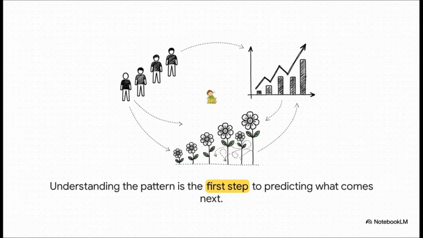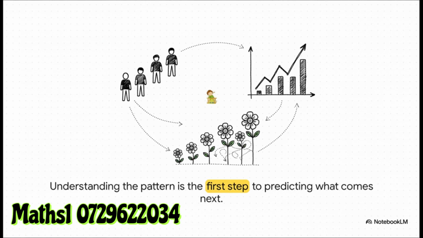And that's the real power of what we learned today. It could be population growth, it could be the financial markets, it could even be the petals on a flower. Identifying that underlying pattern is always the first step. Once you find the rule, you gain the ability to predict what might come next.